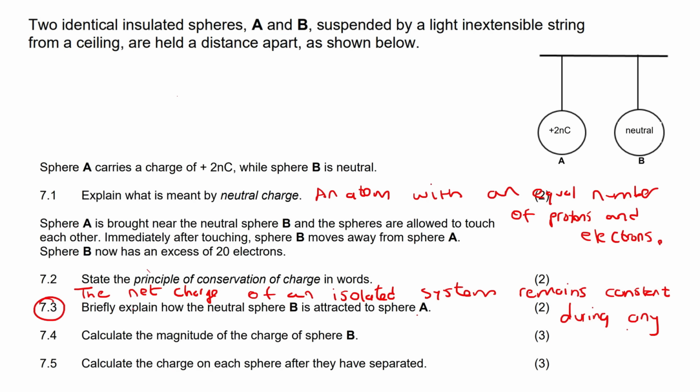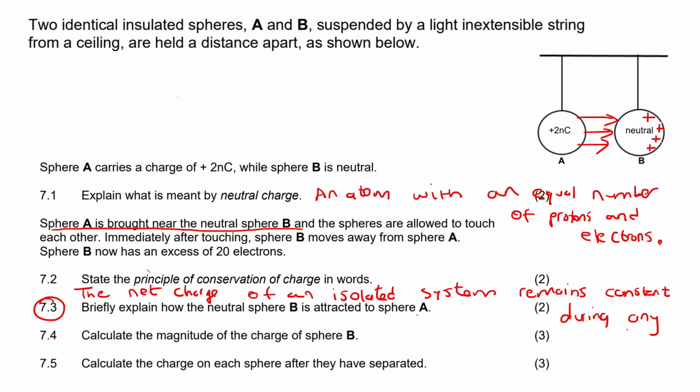This question says, briefly explain how the neutral sphere B is attracted to sphere A. Okay, so you see what they said here? They said that sphere A is brought near B. So what they do is they push A towards B. Now, as that happens, you see that A is positive, right? So all of the things in here that are positive are going to run away. Why? Like charges repel. So all of the positive protons are going to end up moving to this part of the atom to try to get as far away from the positives inside here.